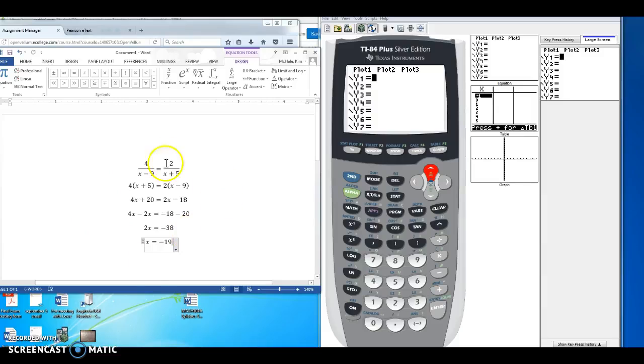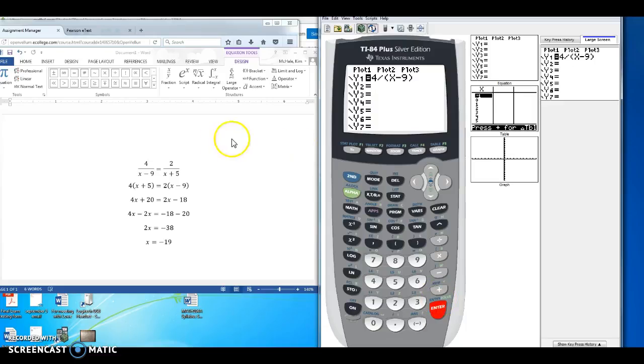In order to verify this solution on the graphing calculator, I'm going to enter each side of the equation as a separate y equals, and I'm going to plug negative 19 in and make sure that they're equal at that point. So my first one will be 4 divided by, I need to be careful when I type that denominator. It needs to know the entire x minus 9 is the denominator, so I'll have to use a grouping symbol or a parentheses, and I'll get x minus 9 in parentheses.